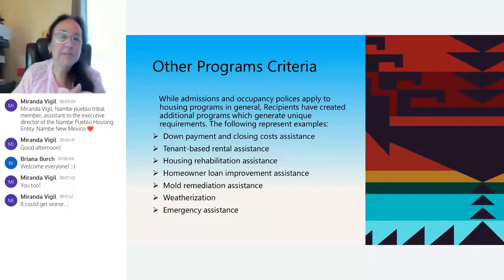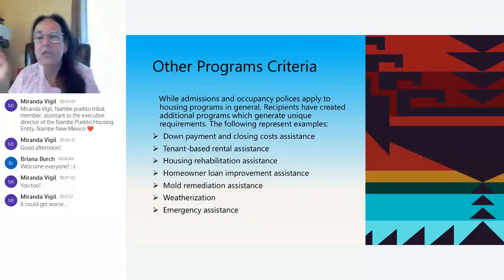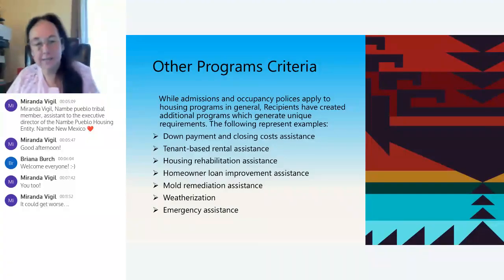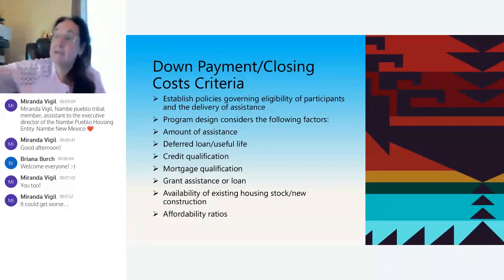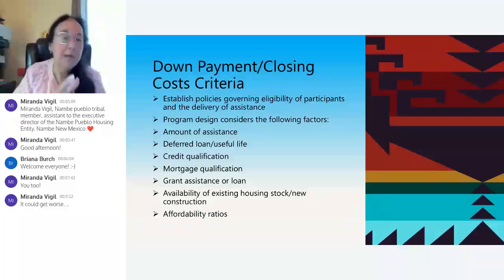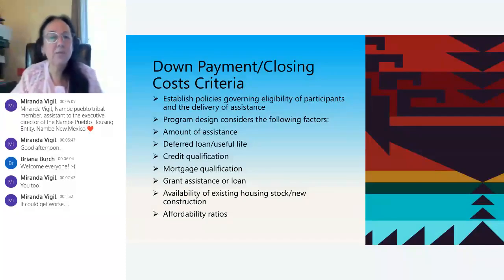Your admissions and occupancy policies apply to your housing programs in general. Recipients have created additional programs which generate unique requirements. The following represents examples: down payment and closing cost assistance, tenant-based rental assistance, housing rehab assistance, homeowner loan improvement assistance, mold remediation assistance, weatherization, emergency assistance. So there's lots and lots of different programs that you can offer with those NAHASDA funds, but they all have rules. Your down payment and closing costs establish policies governing the eligibility of participants and the delivery of that assistance.